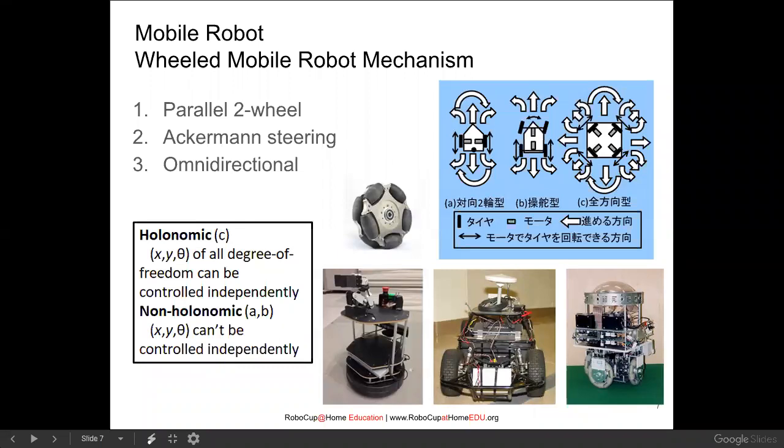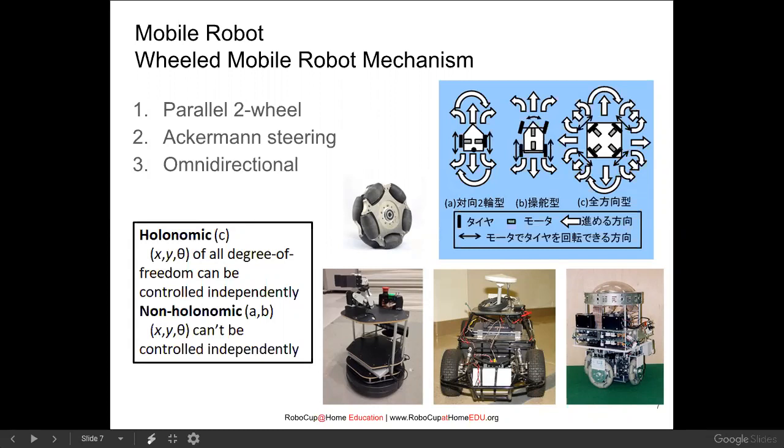So which means a sideways movement cannot be achieved with particularly the first type and the second type. But the omnidirectional type is actually a holonomic design, which means it can move in various directions independently. Right, so that is a very brief explanation about this mechanism.